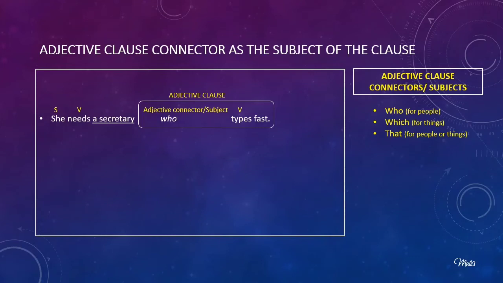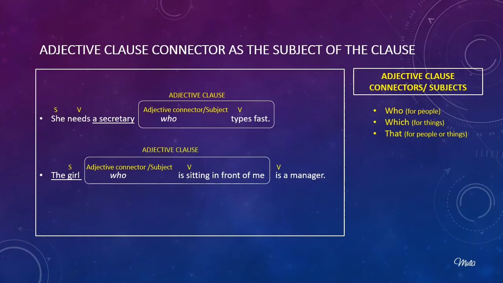The second example, the girl who is sitting in front of me is a manager. In this sentence, the adjective clause who is sitting in front of me describes the noun the girl. The adjective clause consists of who as the adjective clause connector and also the subject, followed by verb is sitting. The adjective clause connectors which can be used as the subjects are who for people, which for things, that can be for people or things.